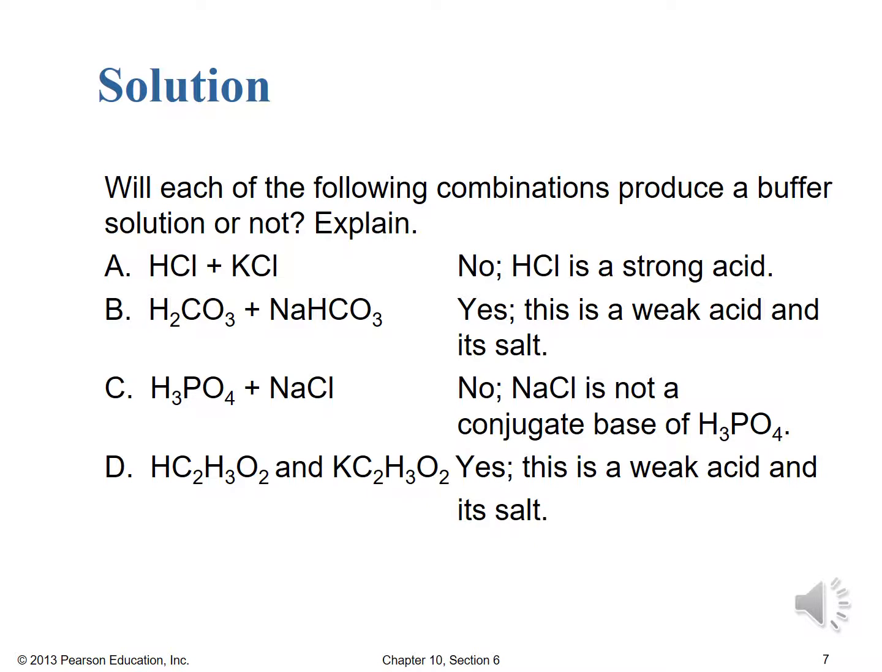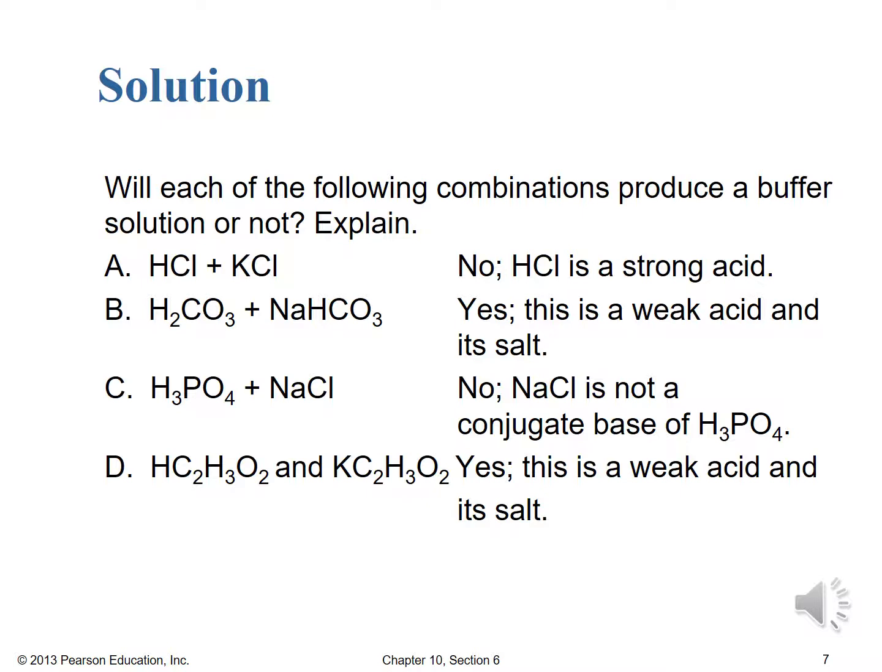If we look at B, now we have a weak acid, carbonic acid, H2CO3, and we have sodium hydrogen carbonate. So the hydrogen carbonate ion is the conjugate base of the weak acid, carbonic acid. So this is a weak acid and its conjugate base; the sodium ion doesn't really matter. It could just as well be potassium or lithium or whatever. But because we have the weak acid, carbonic acid, and its conjugate base, in this case the sodium salt of hydrogen carbonate, we would expect buffer behavior.